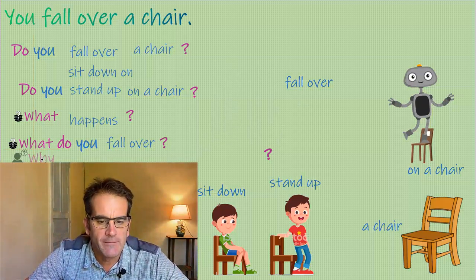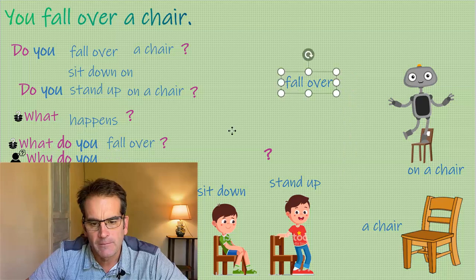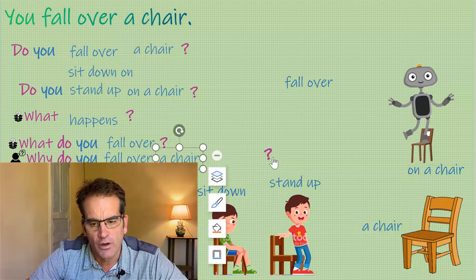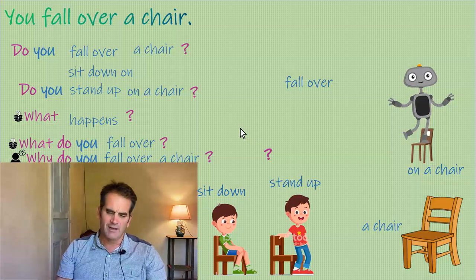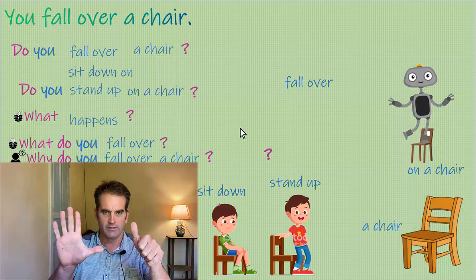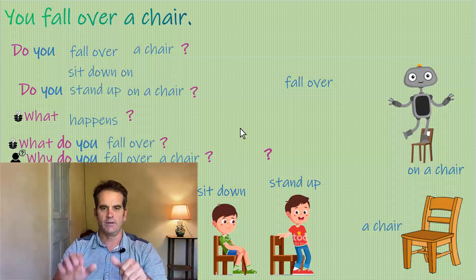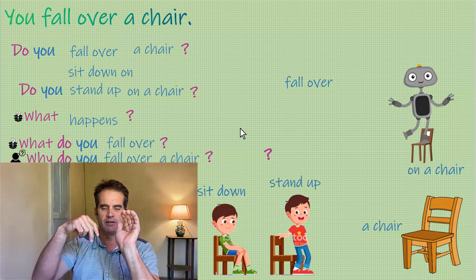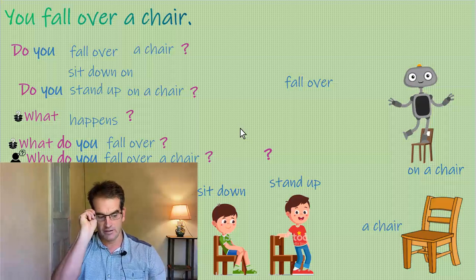So why do you fall over a chair? Well, because it's 6 o'clock in the morning. You are a zombie. Your eyes are closed. You get out of bed. You walk, and there is a chair, and you fall over the chair. Okay.